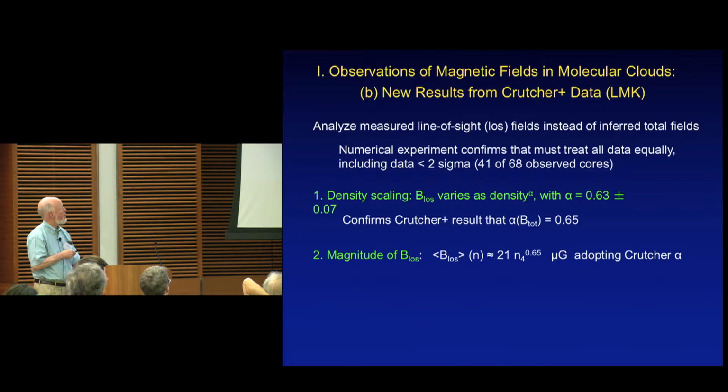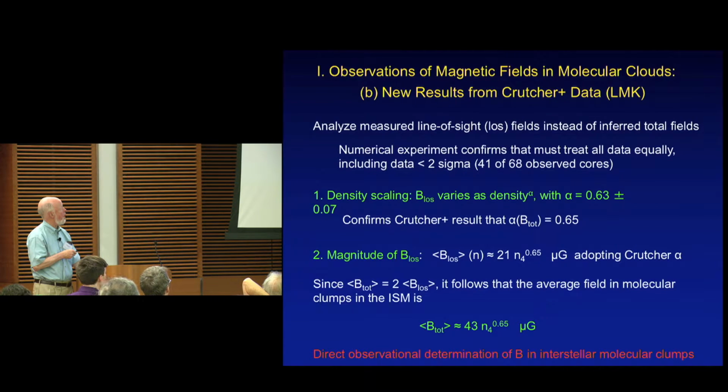And then since the total field on average is twice the line of sight field, this allows us then to determine the magnetic field in molecular clumps. Unfortunately, I don't have an uncertainty here, but I think this is a remarkable result. And when I was talking to Fumitaka this morning, he has a new result with a completely new molecule, and assuming this is accurate, say within a factor of 2 or 3, he will show that it's consistent with that.